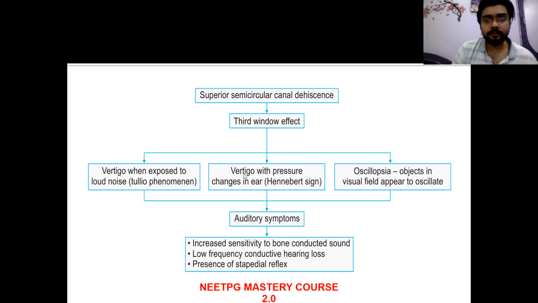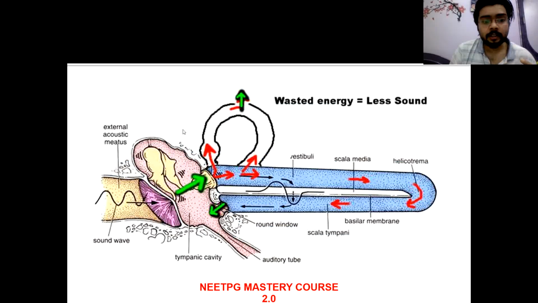So one thing you know now is that superior semicircular canal dehiscence is also known as the third window effect. Why are we calling it a third window? Because already you have two windows, one is the oval window and another is the round window. The normal mechanism was that sound vibrates the tympanic membrane, it vibrates the malleus, incus, stapes, and stapes footplate. Vibration is conducted via the oval window to the perilymph of the scala vestibuli, and finally the round window membrane will bulge out and cause the conduction.